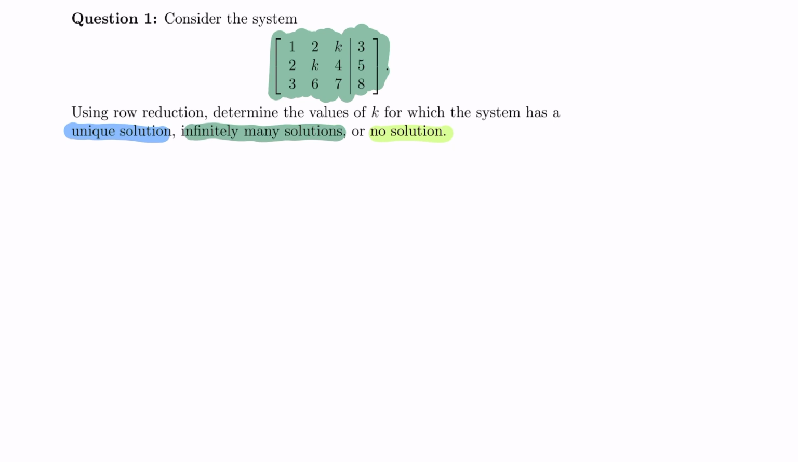So to solve a question like this, you still go through all the same process you would normally go through. You're still going to want to make these entries 0. So right away, I'm going to take row 2 minus twice row 1, row 3 minus 3 times row 1. And doing so, we get the following.